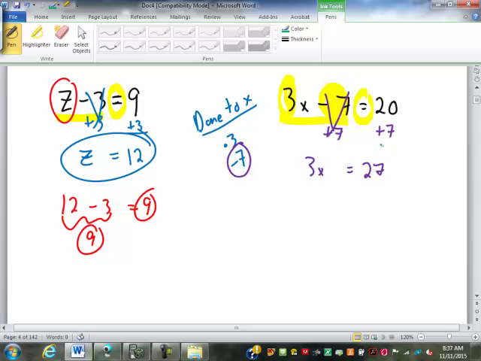And then, of course, we have to get rid of the 3 by dividing. 3 is multiplying the x. We get rid of it by dividing by 3. So we got x there. 27 divided by 3 is 9.